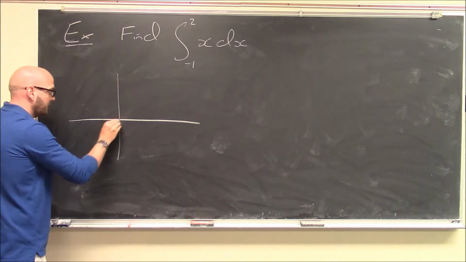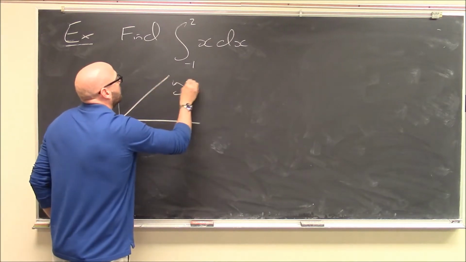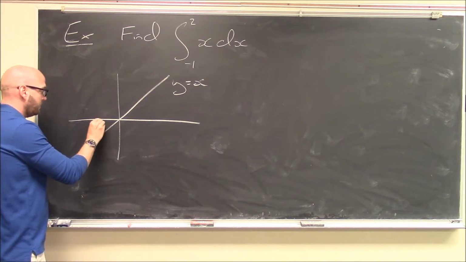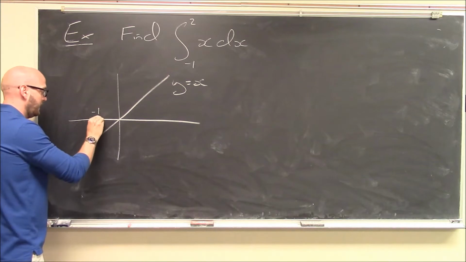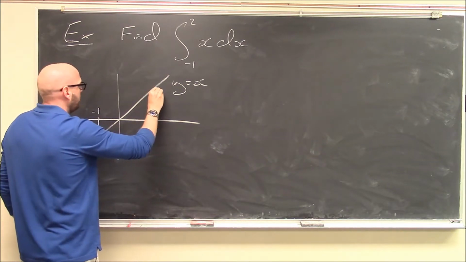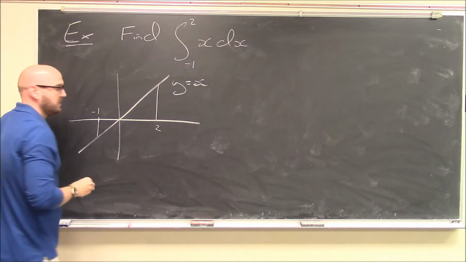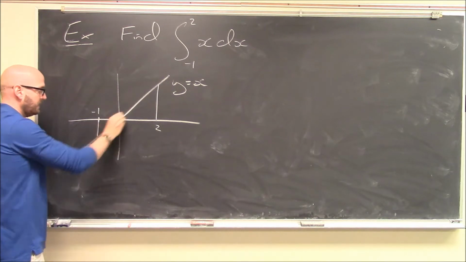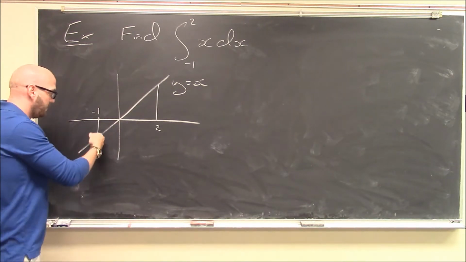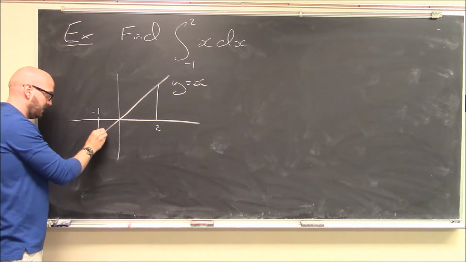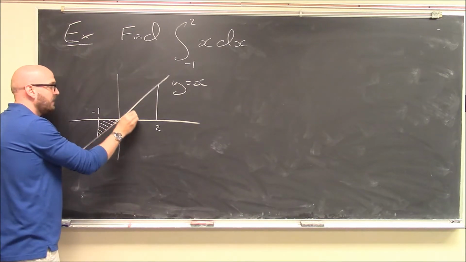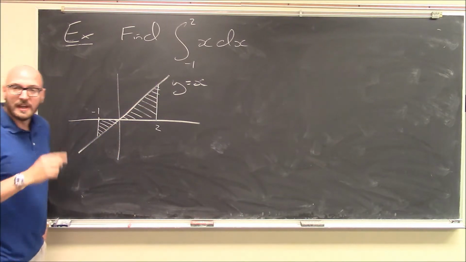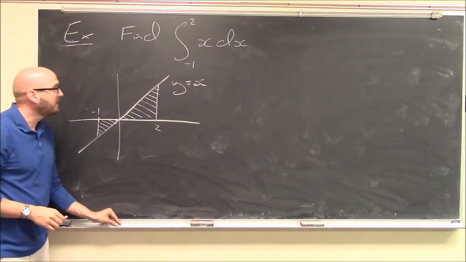What does y equals x look like? y equals x looks like that. And we want to go from x equals -1, so let's say this is -1, to x equals 2. So what this integral represents is the area under the curve, and by under the curve, I mean between the curve and the x-axis. So this area plus this area. With one additional catch.